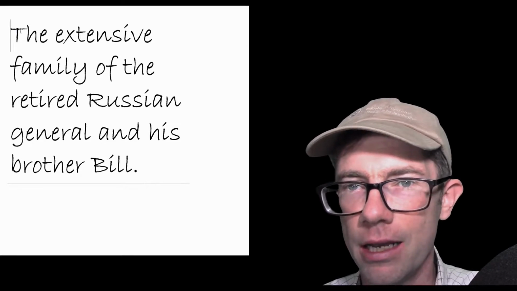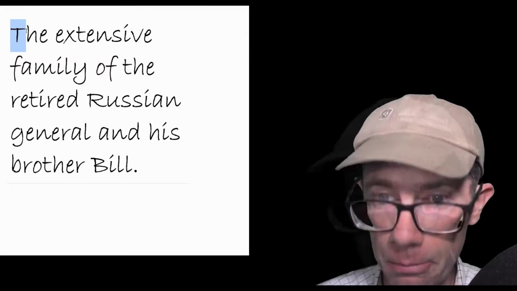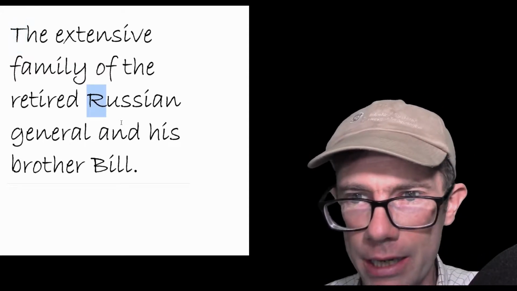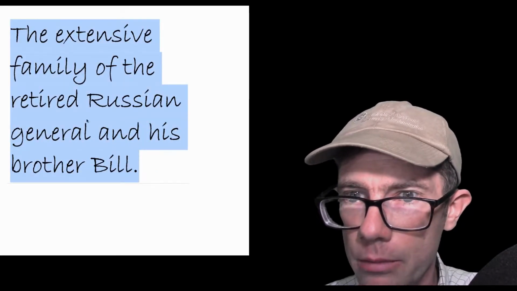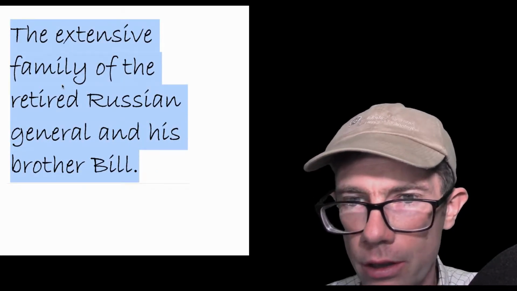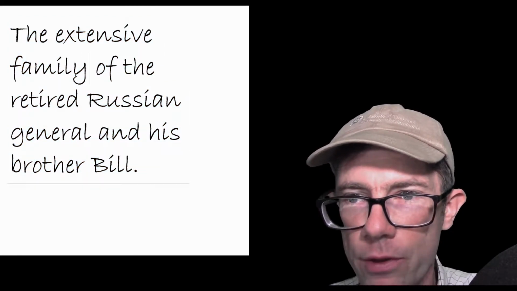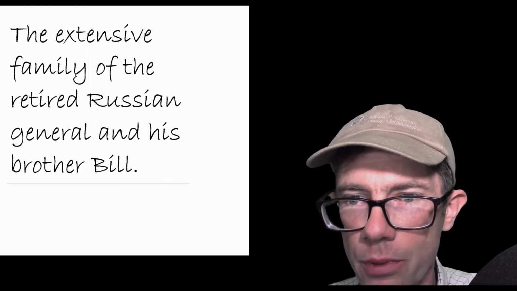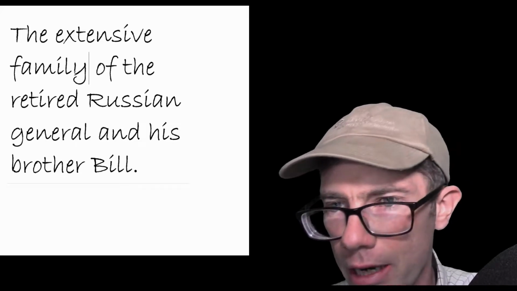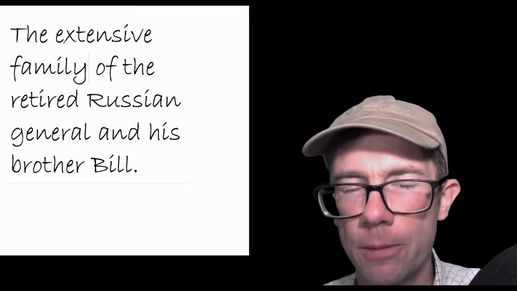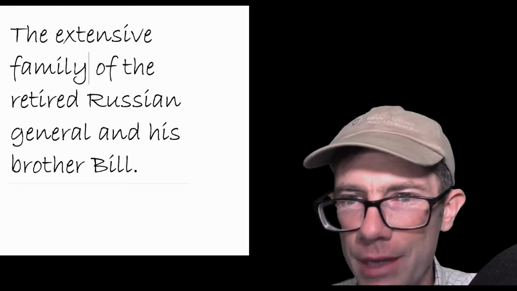Now, this has all of the hallmarks of a sentence, more or less. It begins with a capital letter, and Russian capitalization is good. Okay, it ends with a full stop. It's quite lengthy, 12 or so letters long. Good. All seems good. But if we read it, it says, the extensive family of the retired Russian general and his brother Bill. And as native speakers, or those that are beginners or intermediates in English, we think to ourselves, something's missing. There's something not quite right here. The question is, what's missing?